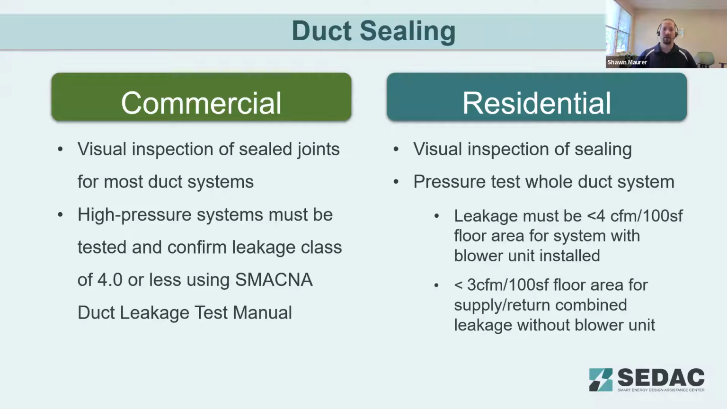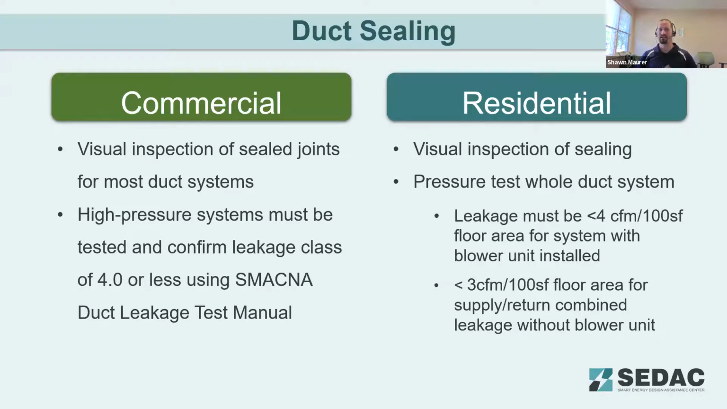For air sealing, a quick visual inspection for duct sealing. Visual inspection of sealed joints on the commercial side. If you've got high pressure systems, they're going to confirm that leakage class. Testing has been done. So you're going to follow that test manual to meet a leakage class of 4.0 or less. And the way leakage class works is you test the duct work. I believe it's leakage per 100 square feet of duct surface area is how that's measured.